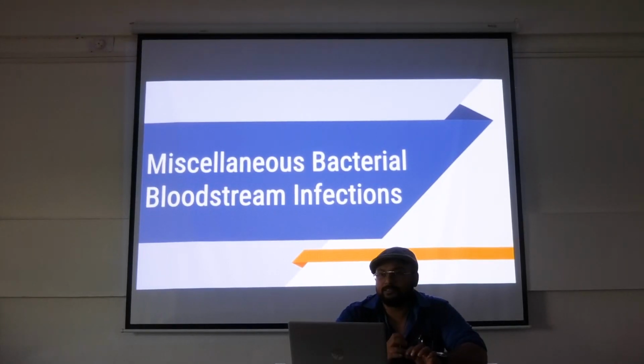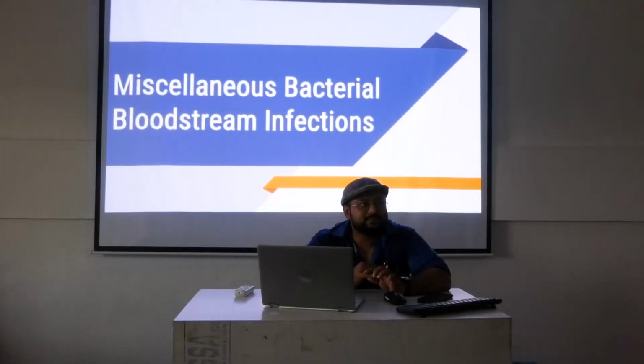What is brucellosis? Brucellosis is a zoonotic disease. What is a zoonotic disease? Tanvir, what is zoonotic disease? They are normally found in animals, but accidentally humans are infected.